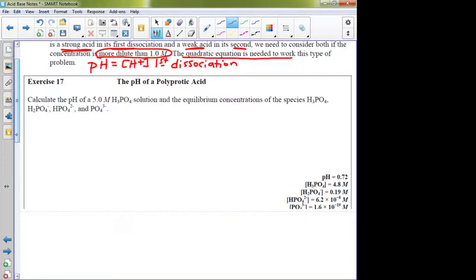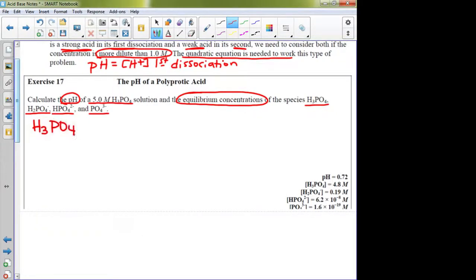Exercise 17 says calculate the pH of a 5 molar H3PO4 solution, and we want the equilibrium concentrations of H3PO4, H2PO4 negative, HPO4 2 negative, and PO4 3 negative. Okay? So here we go. We ready to go? We're ready to go. All right, so H3PO4, strong acid, weak acid? Weak. It is a weak acid. So therefore, we already know automatically that we're going to have an ICE table.